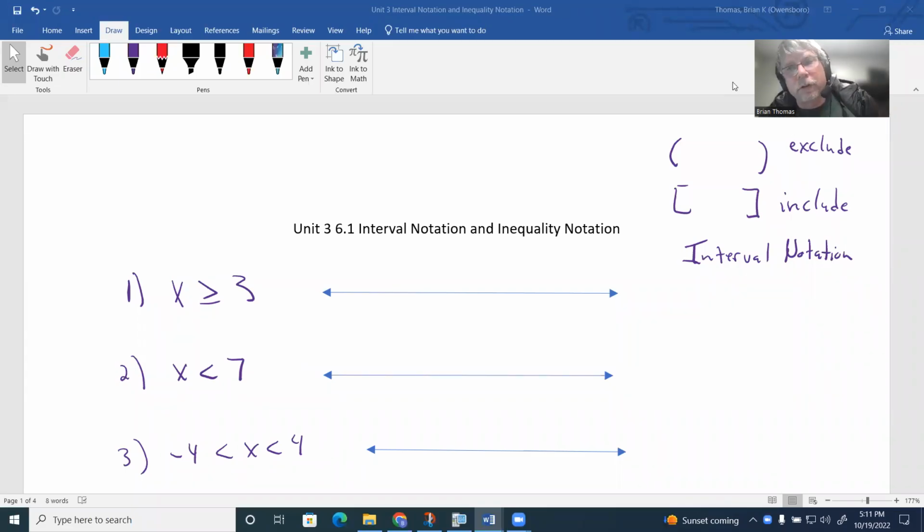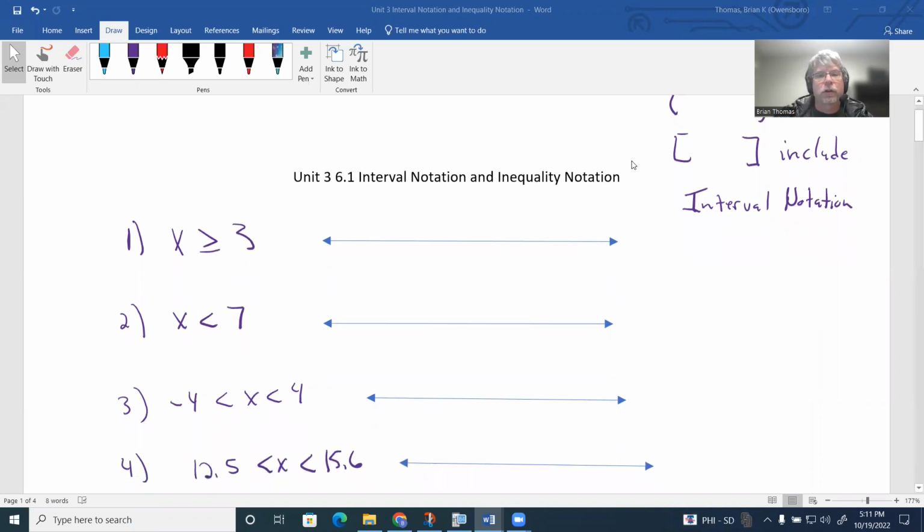So today we're going to move into chapter 6, and part of chapter 6 talks about interval notation and inequality notation. So I want to mention that first. Of course, this here would be an inequality. X is greater or equal to 3.